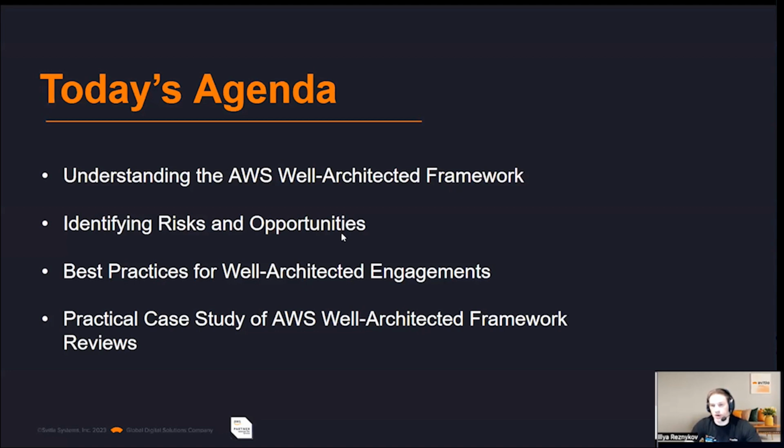Today, we will speak about the AWS Well-Architected Framework. We'll speak about workloads, risks, opportunities, and how to design an improvement plan. We'll consider some best practices and also some not-so-best practices, which could be interesting when you design your workloads and your architecture.